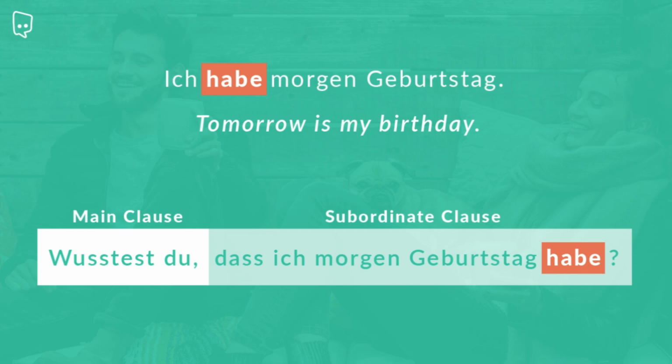Now, as soon as we add a subordinate clause, we need to put the verb into a different position. We put it in the last position. So, this is what it looks like. Wusstest du, dass ich morgen Geburtstag habe? Did you know that tomorrow is my birthday? So, the verb habe goes to the end of the sentence. That's pretty much all you need to know.